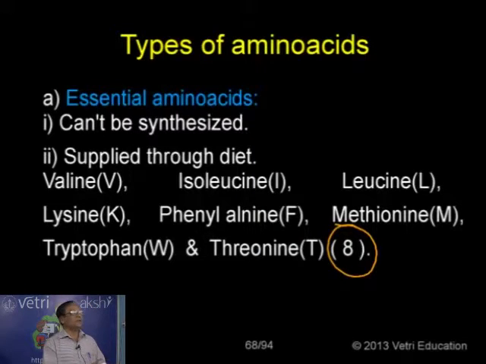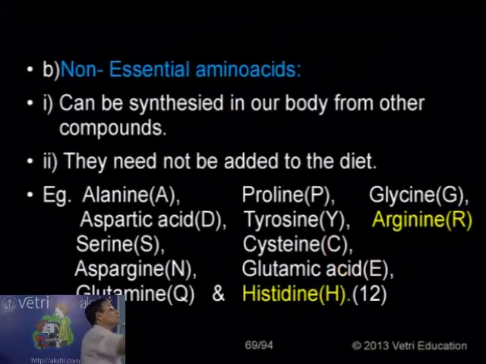We have 8 amino acids, for example valine, isoleucine, leucine, lysine, methionine, phenylalanine, tryptophan, and threonine. Altogether, the total number is 8, and these can be supplied only through the diet, as they cannot be prepared by the body. The remaining 12 amino acids are called non-essential amino acids, and those are amino acids which can be synthesized by our body from some other compounds.